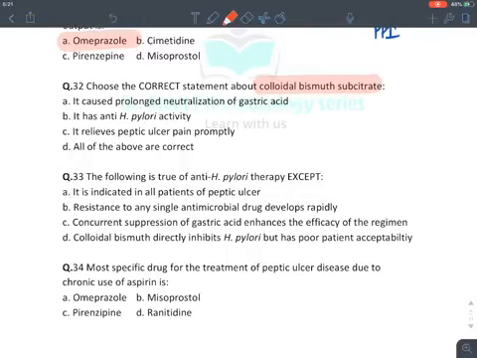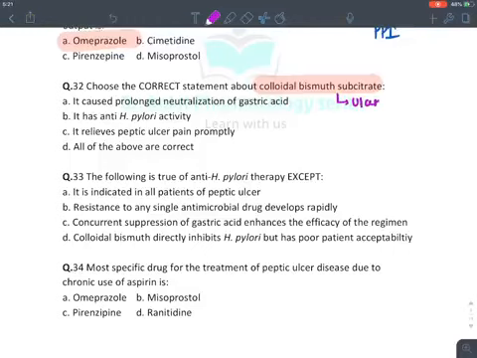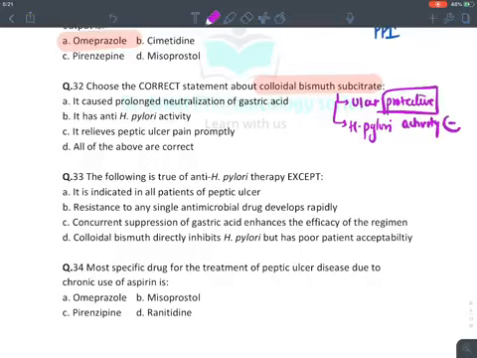Choose the correct statement about colloidal bismuth subcitrate. Okay. If you talk about colloidal bismuth subcitrate, remember it's an ulcer protective drug. It has H. pylori activity. It inhibits H. pylori. And remember, it also increases prostaglandin E1 production. So remember the 3 P's of colloidal bismuth subcitrate.